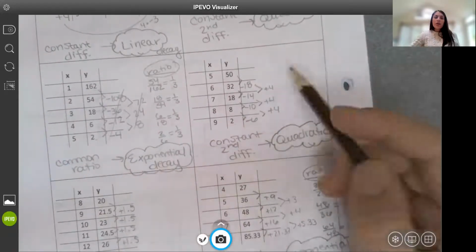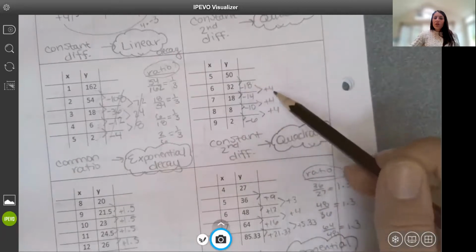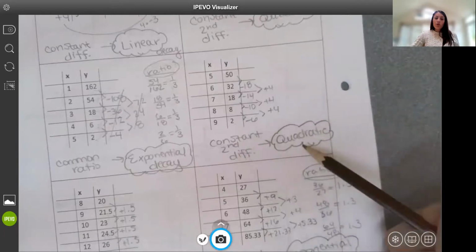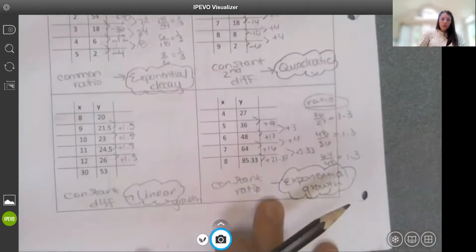So looking at my first table, my first difference is not constant, but then if I look at my second differences, I see that it's consistently increasing by 4. So I know it's quadratic. I can't tell based on the data that I have if it's turning there or not. If I put it into a scatter plot, I might be able to tell a little bit more if it's curving down. Then I know it would be a minimum, but quadratic is what we have for there.